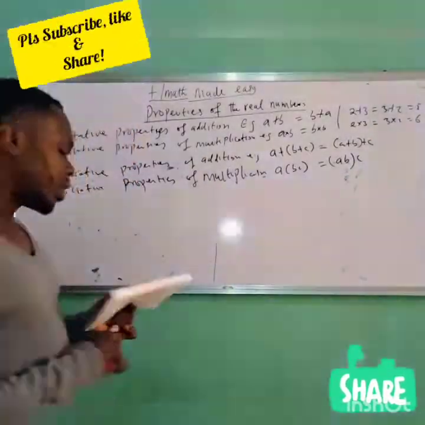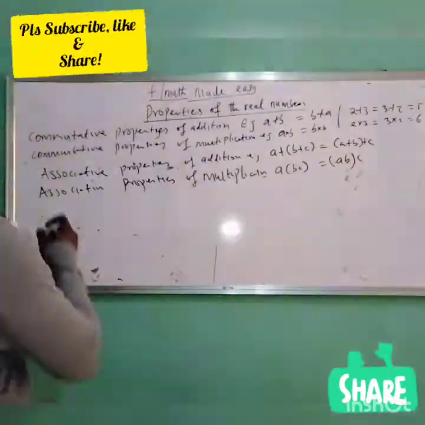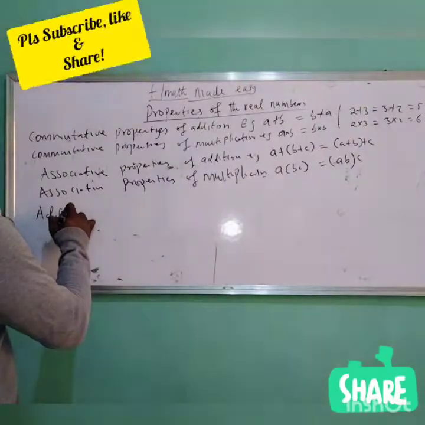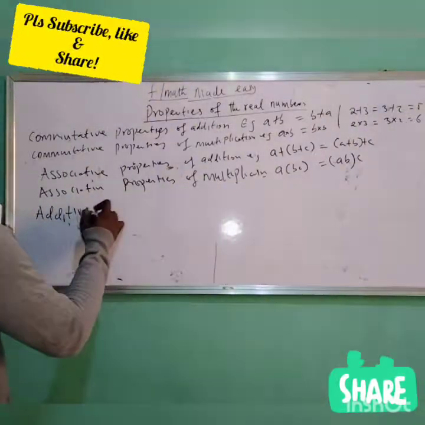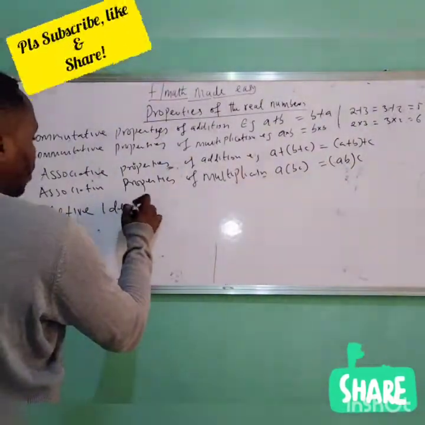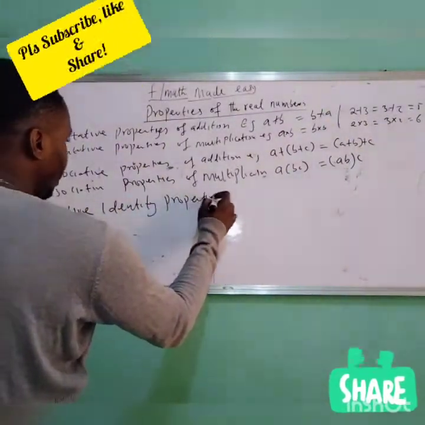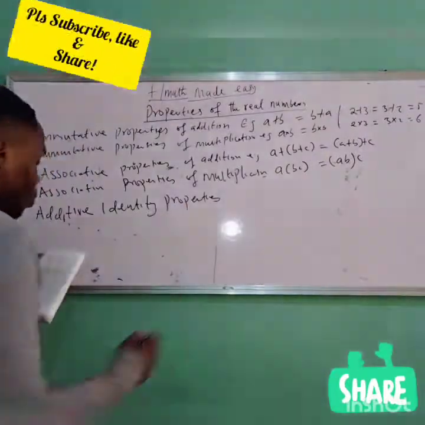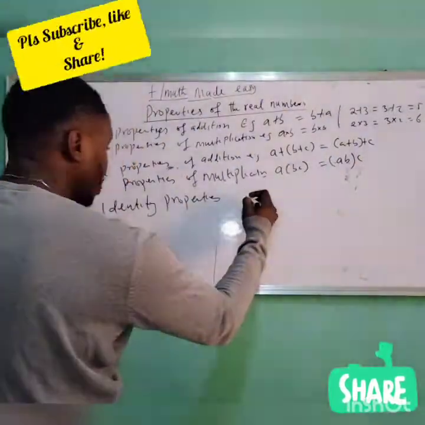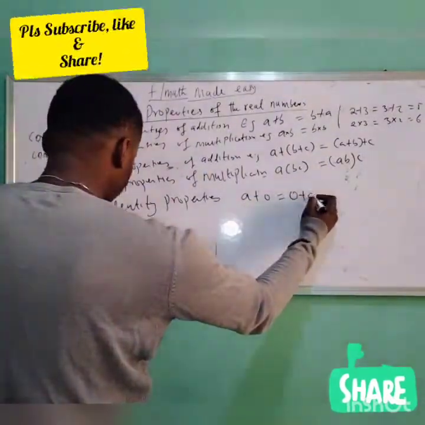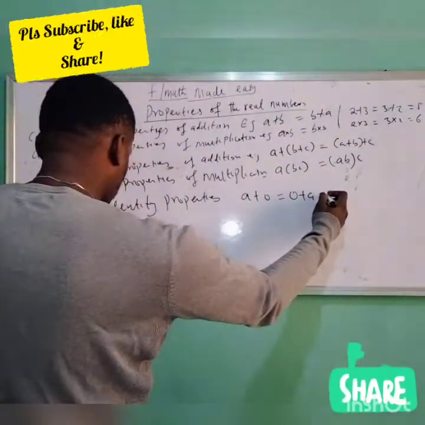So the other one here I'm going to discuss is the additive identity property. Okay, I'm going to give an example here on how this works. This simply says that a plus 0 equal to 0 plus a equals to what? a.